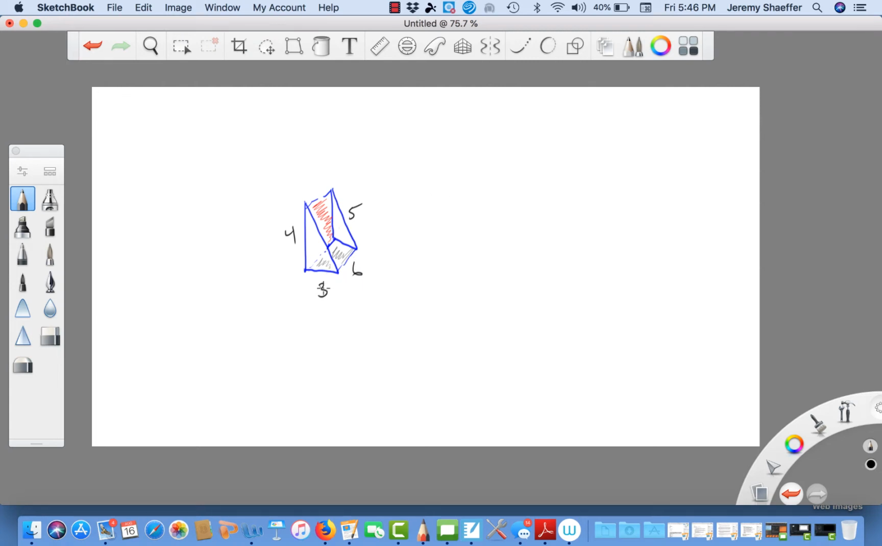All right, so we know we have 2 end pieces. So 4 times 3 divided by 2, okay, is equal to 6. But we have 2 ends, so that's 12. Okay, that takes care of the 2 ends. What about this face? Okay, this square right here. Okay, 6 times 5 is 30, and we're going to stay with that because it's a square.